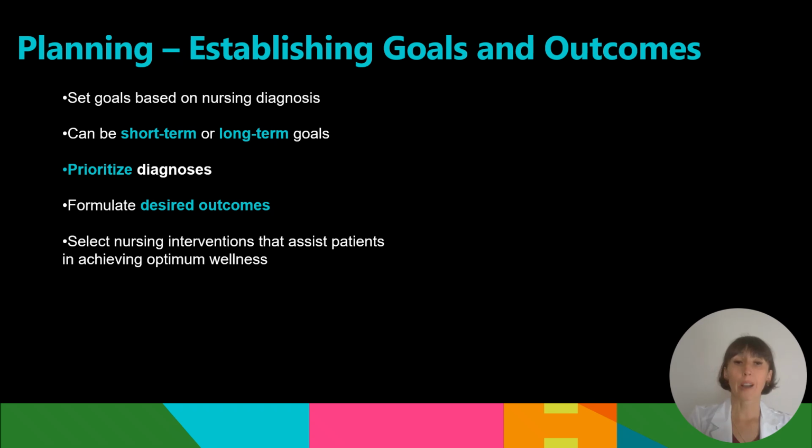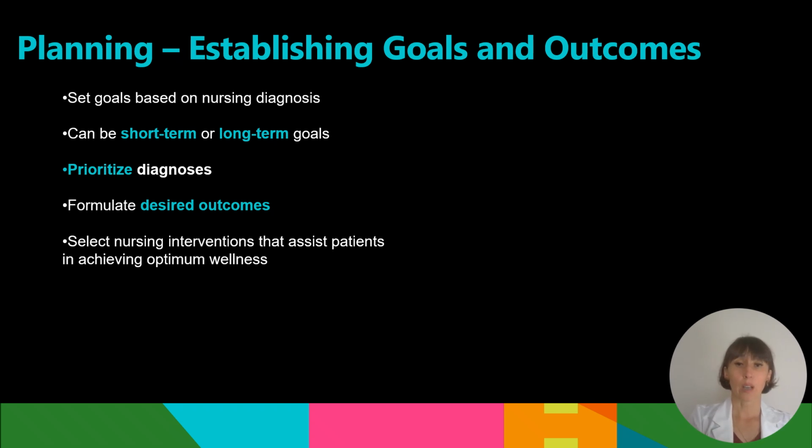We also prioritize diagnosis so that the most urgent needs come first. For example, you're gonna stop the bleed before you treat the headache, right? So prioritizing diagnosis is another important thing we do in this step of the nursing process. From there, we formulate desired outcomes, and we choose nursing interventions that will help the patient reach an optimum level of wellness.